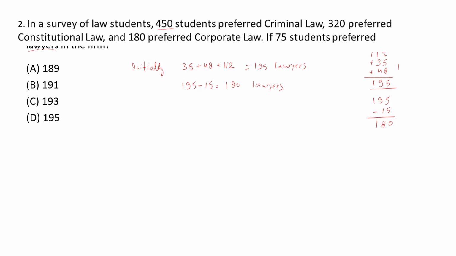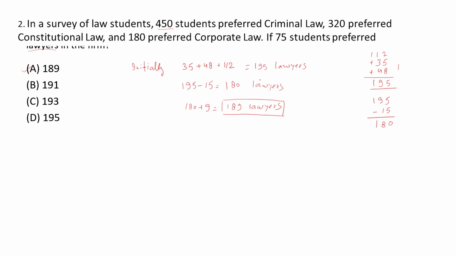Now what is the scenario? 9 new junior partners have joined. Somebody has joined also. So 180 plus 9 is 189. So this is your final answer. I hope from this problem it is clear to you how to calculate the final answer.